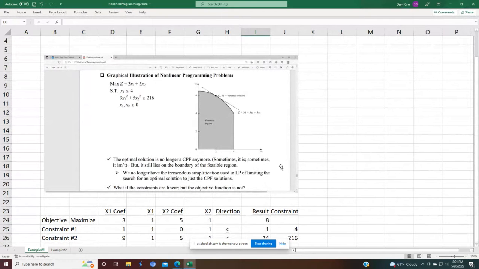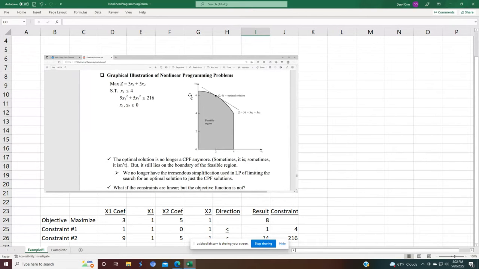Here is the objective function, 3x1 plus 5x2. We want to maximize that. x1 is less than or equal to 4. That's shown right here. 9x1 squared plus 5x2 squared is less than or equal to 216. That's represented by this curved line right here.